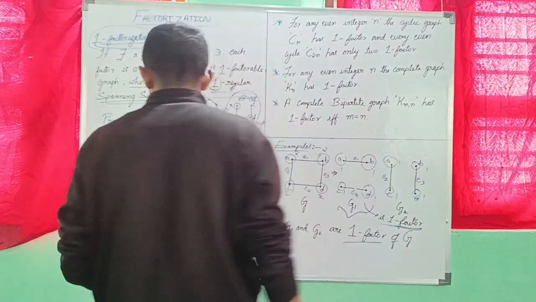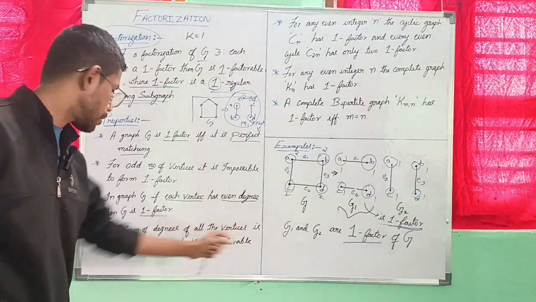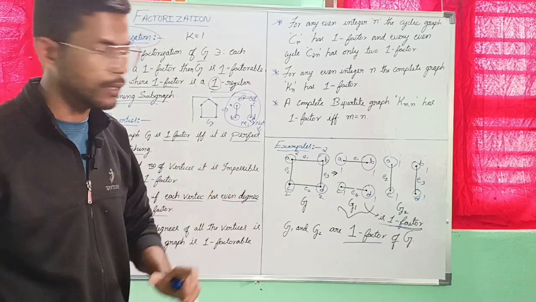And the fourth one is: if the sum of the degrees of all the vertices is even, then the graph is one factorable. Okay?